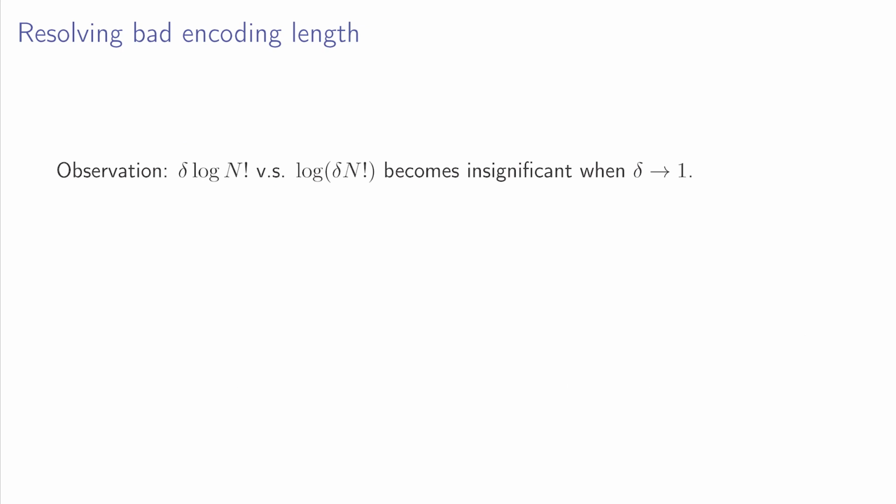Let's first look at the encoding length problem. We observe that the encoding length of quantum random access code, which is delta times log of n factorial, is actually very close to the encoding length of randomized encoding, which is log of delta times n factorial, in the regime where delta is very close to 1. So in order to get around the bad encoding length problem, we can just boost the success probability of our encoding using the following procedure.